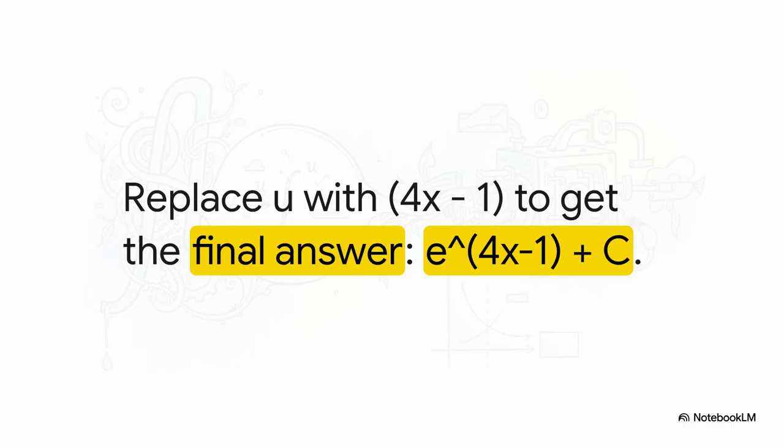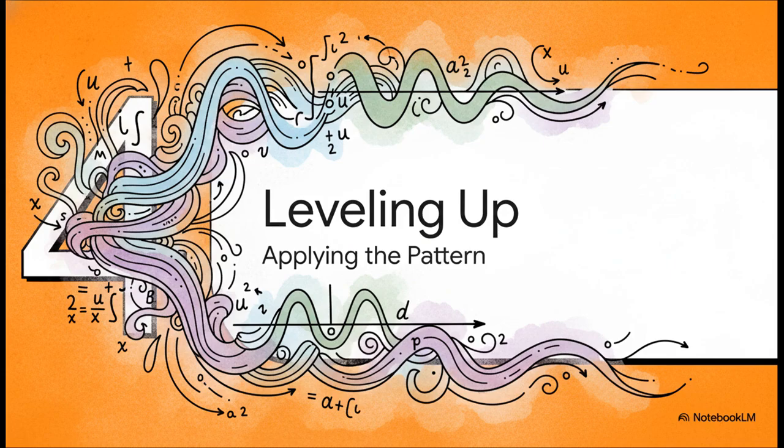For our final step, we just need to go back to our original variable, back to the world of x. We just replace u with what it originally stood for, which was 4x minus 1. And there we have it, our final answer, e to the power of 4x minus 1 plus c. We successfully navigated the 5-step process. Okay, let's level up. This powerful pattern isn't just for exponential functions. It works for trigonometric functions, power functions, you name it. Once you recognize this pattern, you can apply it pretty much anywhere.